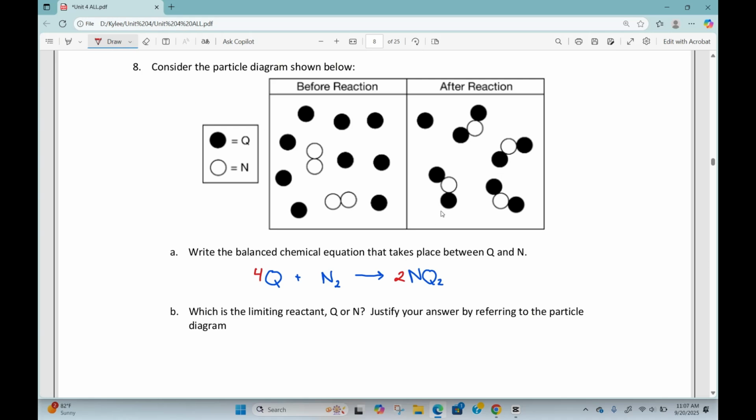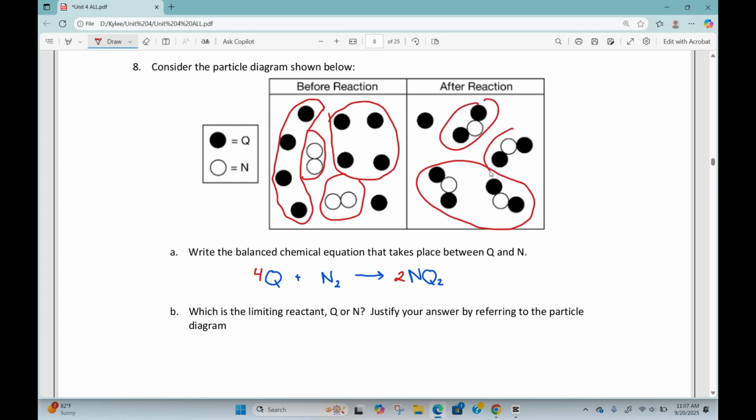Now I need to come over here and look at my particle diagram and see our ratios here. 4 Q's, so that would be 1, 2, 3, 4, can react with 1 nitrogen. And that's going to give me 2 of my particles at the end. So again, we have that mole ratio. I'm going to take 4 of my Qs and 1 of my nitrogens, and that's going to give me another 2 molecules. And what we have left over is we have 1 unused Q. And so that means that nitrogen would have to be my limiting, or I guess it's not technically nitrogen. We'll just call it N2.